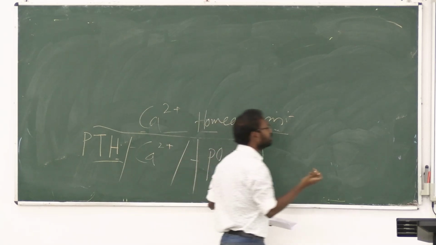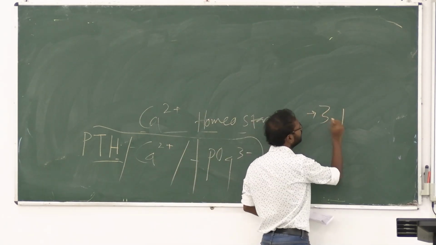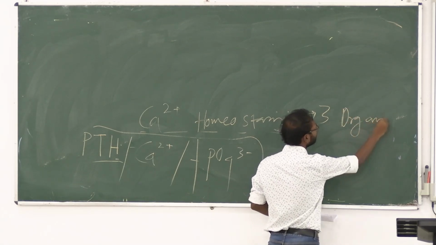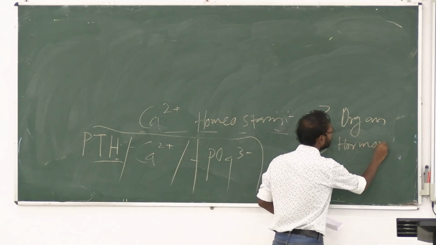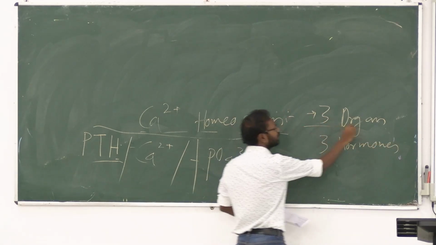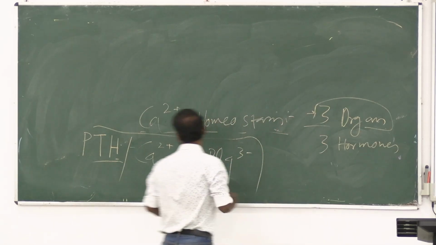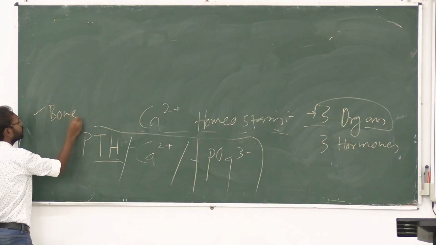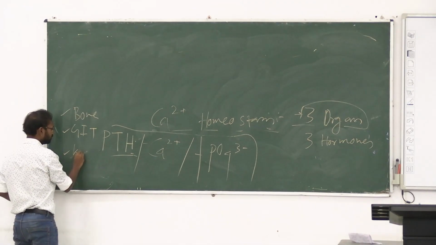Today we will study the other two parts. One thing I have talked about: 3 organs, 3 hormones. So what are the 3 organs responsible? First is bone, GIT and kidney.